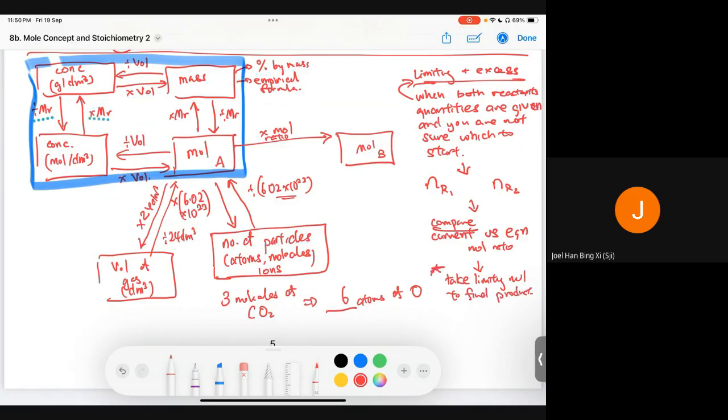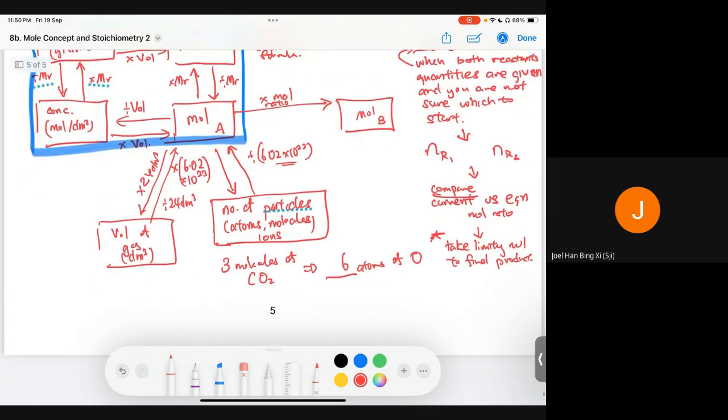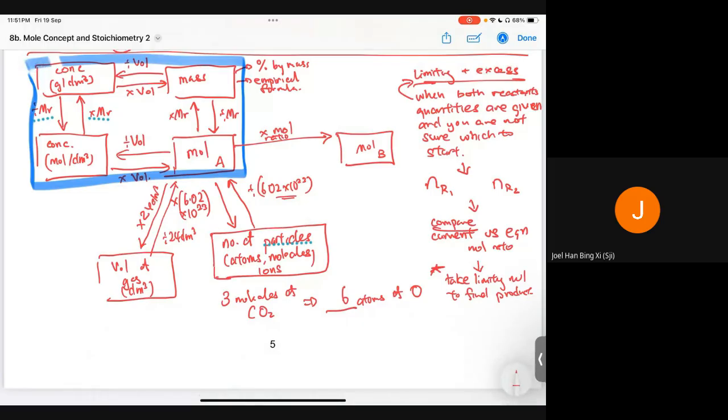Actually, this is the star here, because the reason you always want to find the limiting reactant is to know which is the correct value to use to find how much product is formed. That is the idea behind limiting and excess reactant. And of course, the last part, which your teachers have also covered, is the idea of percentage purity, because your sample is not pure, or you look at percentage yield.